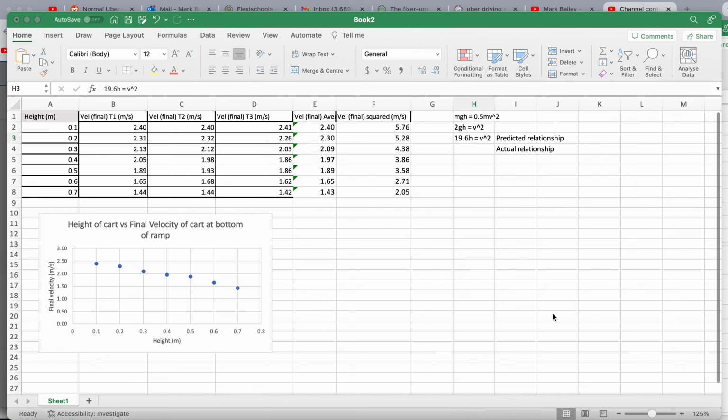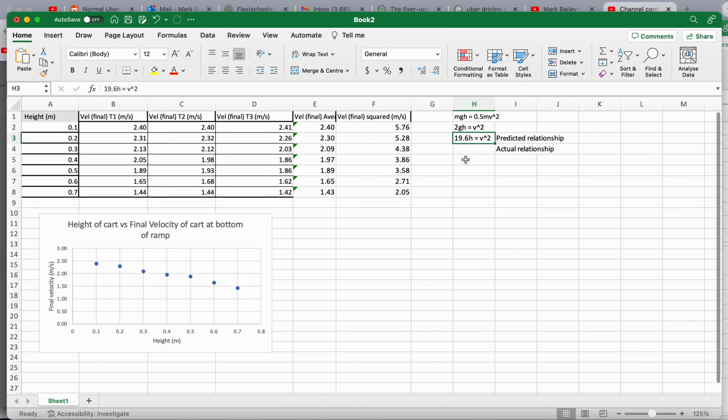This video is going to take you through linearization and creating a graph for linearization. So what is linearization? We have a non-linear relationship, essentially like y equals x squared, which is a non-linear relationship.